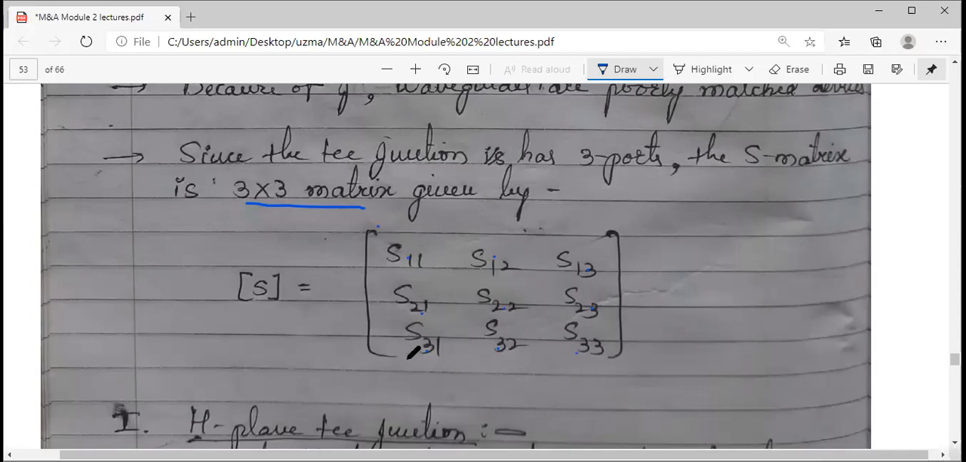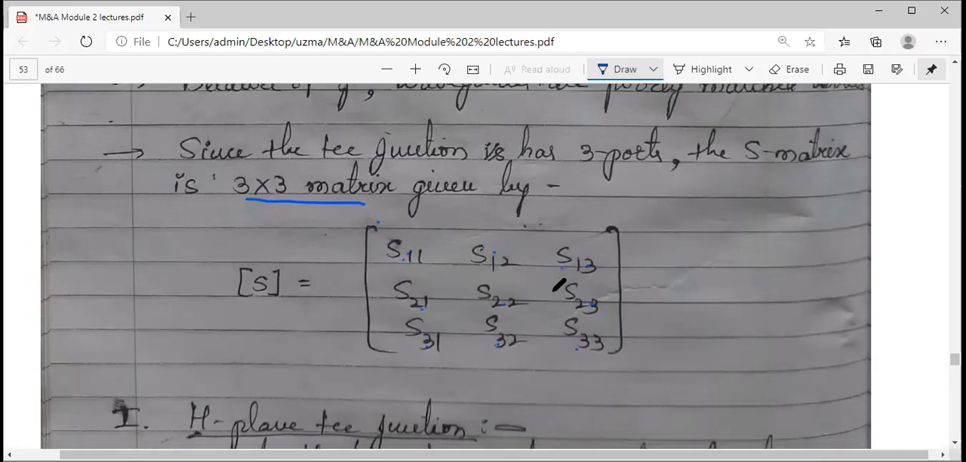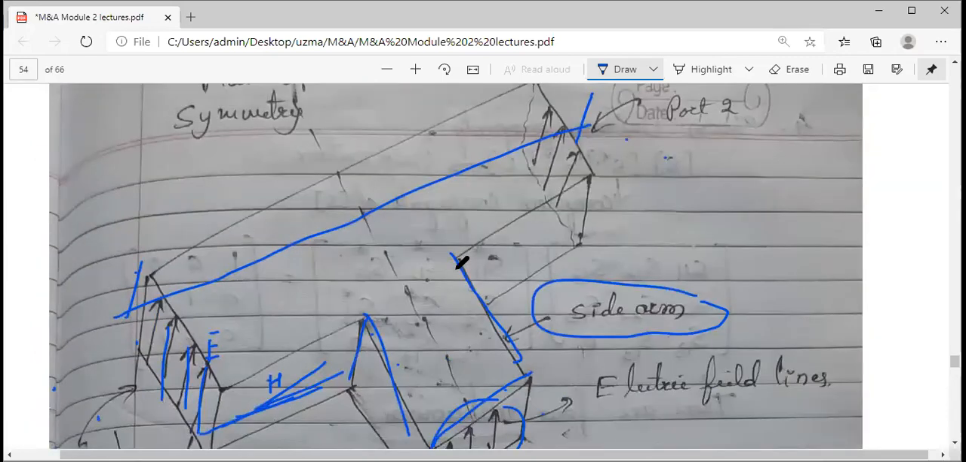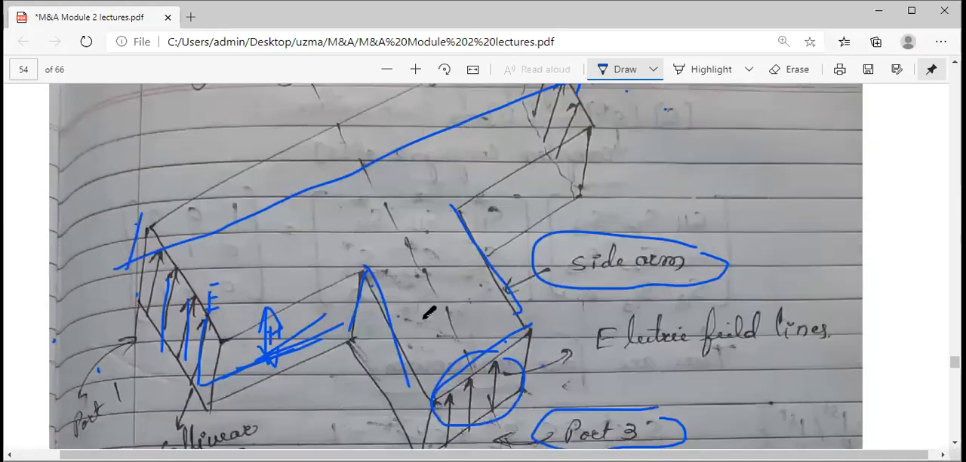Now we will list a few properties of the H plane T junction, and we will find these S parameter values. So how do you form an H plane T junction? You have to make a rectangular slot, cut along the width of this long waveguide, and the side arm is attached. We have seen it here, right? So we have cut a rectangular slot, and we have attached a side arm here.